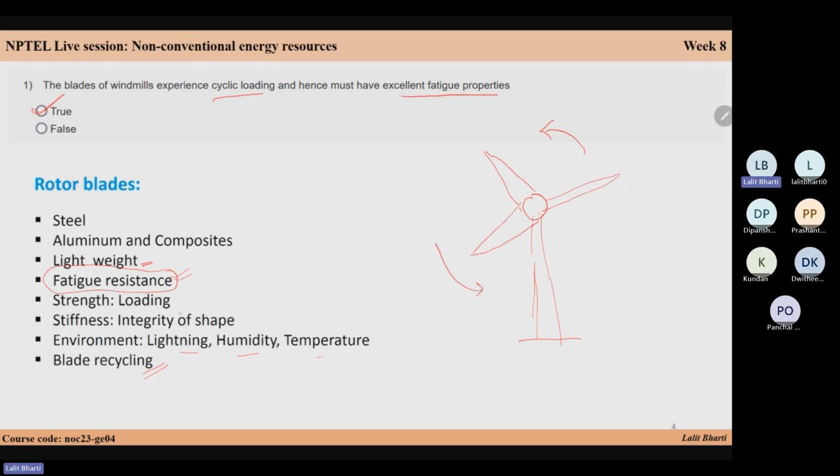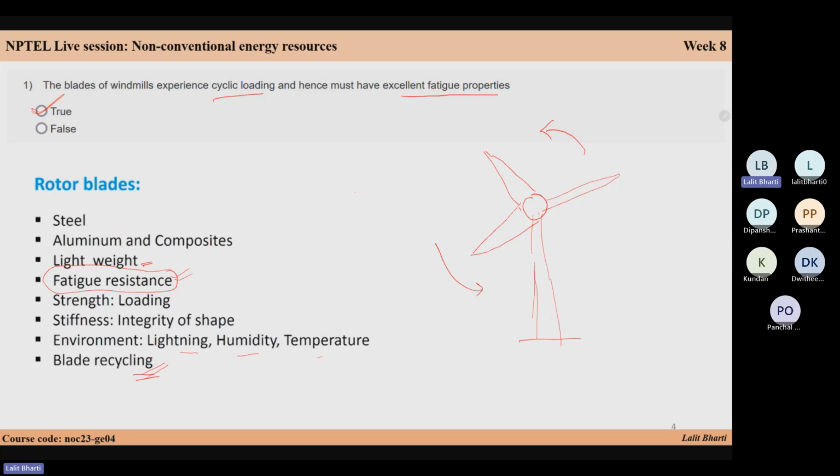It should have good strength, able to take the load. The blades should be stiff. Stiff means integrity of shape, so the shape should not change with loading, mechanical bending or any kind of damage. The environment, as well as blade recycling, should also be considered. These are a few parameters which should be considered while choosing the material of rotor blades.